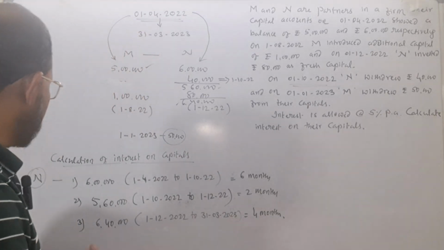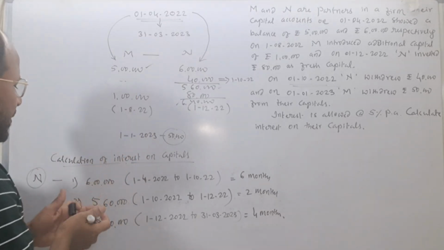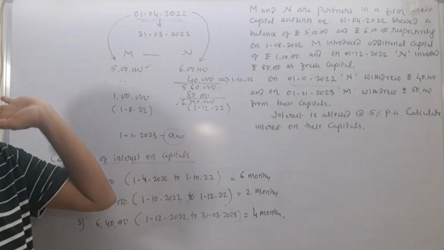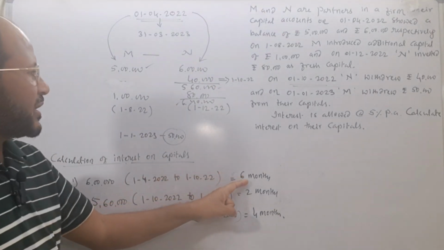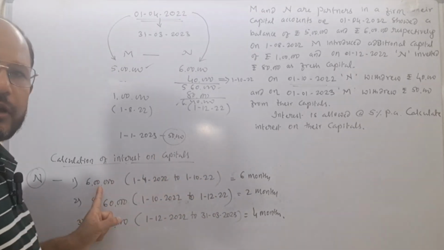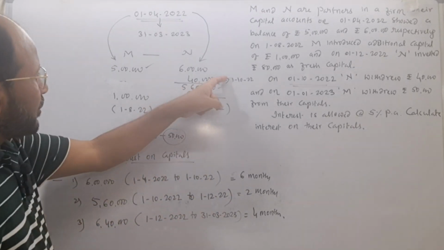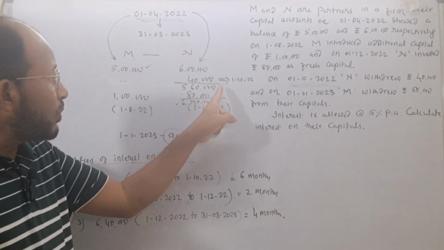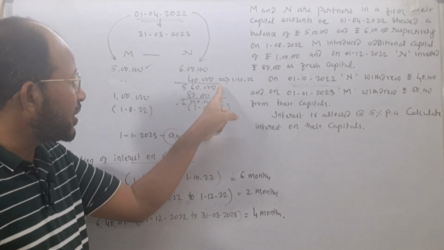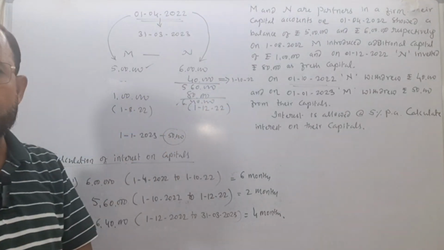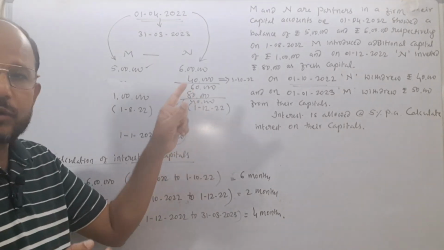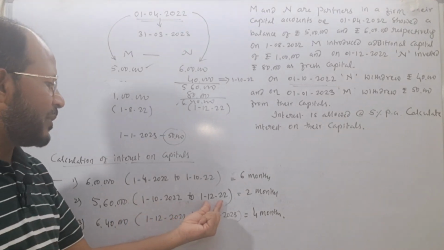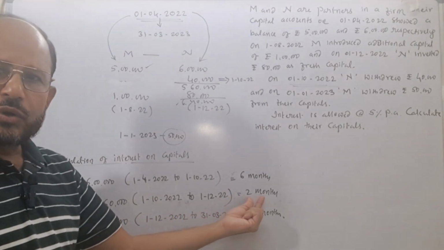Here in the first case only rupees 6 lakh was there. This rupees 6 lakh was used in the business up to 1st October, because on 1st October he withdrew rupees 40,000. That is why only 6 months will come. For that you calculate interest on 6 lakh. After the withdrawal of rupees 40,000, his capital balance came down to rupees 5,60,000. It was rupees 5,60,000 up to 1st December 2022, because on 1st December 22 he introduced a further capital of rupees 80,000. That is why from 1st October to 1st December, if we calculate, it comes to 2 months only.